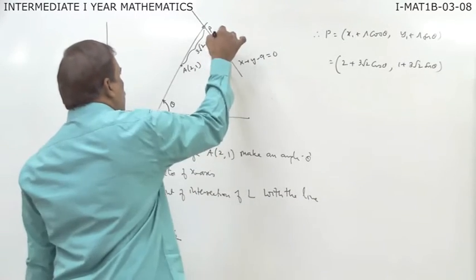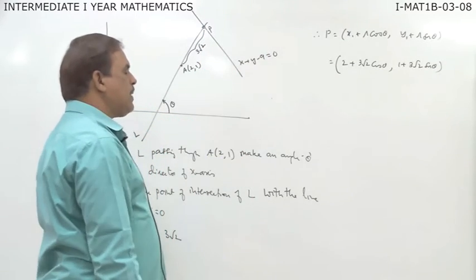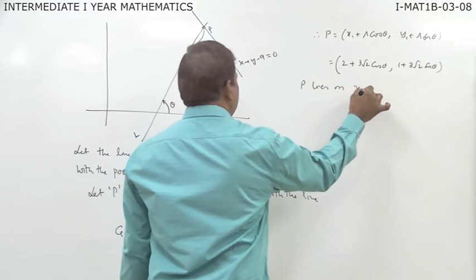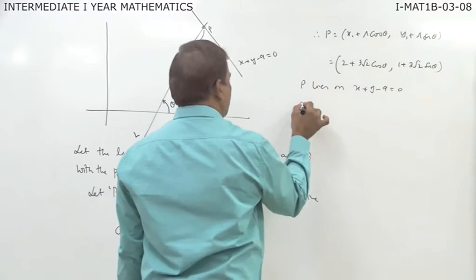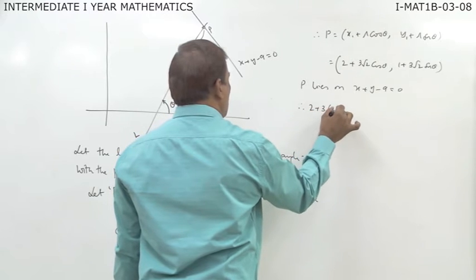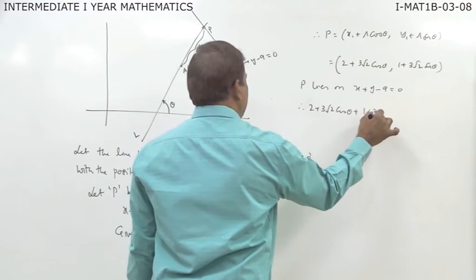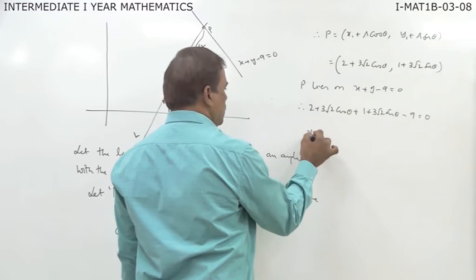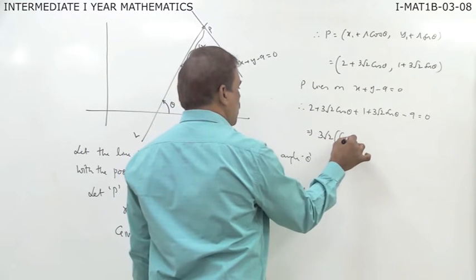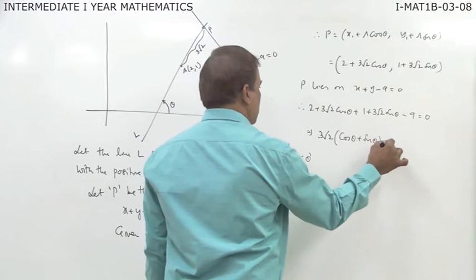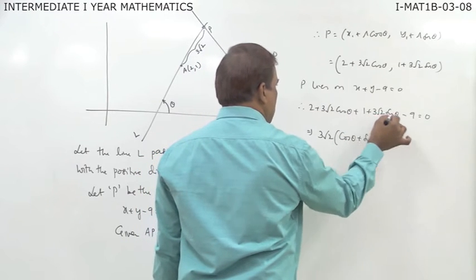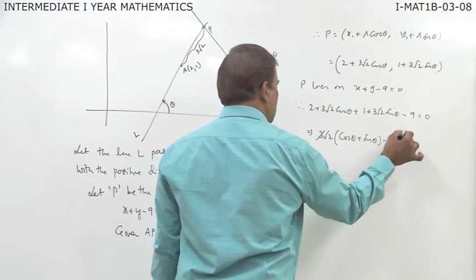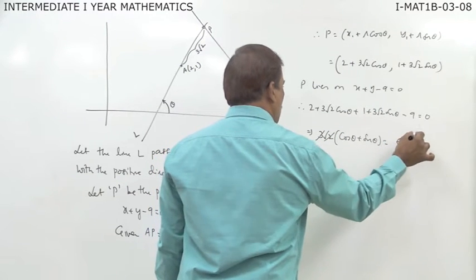ఈ P అనే బిందువు x plus y minus 9 is equal to 0 సరళరేఖపై ఉంటుంది. P lies on x plus y minus 9 is equal to 0. Therefore, 2 plus 3 root 2 cos theta plus 1 plus 3 root 2 sin theta minus 9 is equal to 0. This gives 3 root 2 into cos theta plus sin theta is equal to 2 plus 1 is 3 minus 9 is minus 6. When it goes this side becomes plus 6. The 2 times gets cancelled, root 2 times gets cancelled.